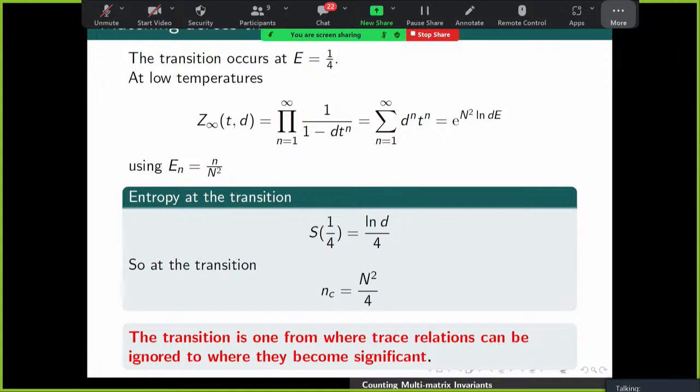And what it's telling us is that the transition is one where the trace relations can be ignored. We can treat the system as if it was an infinite matrix system up to n squared over 4, but not above that.